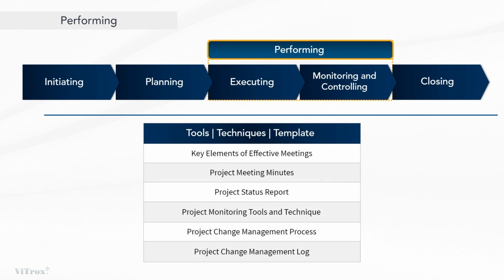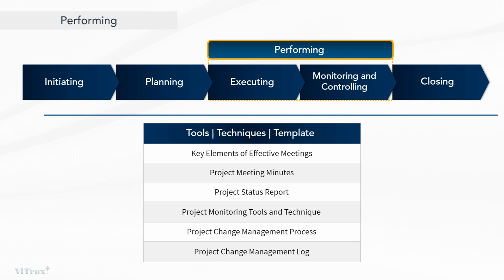There are several tools, techniques, and templates in the performing phase. Key elements of effective meetings, such as setting clear agendas, defining roles, and following up on action items, ensure that project meetings are well-structured and productive. The project meeting minutes template is used to document meeting discussions, decisions, and action items, providing a reference for all participants. The project status report template presents project progress, challenges, and upcoming tasks in a structured format, keeping stakeholders informed.